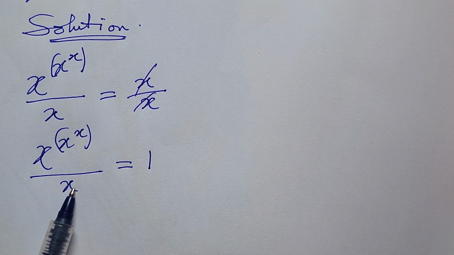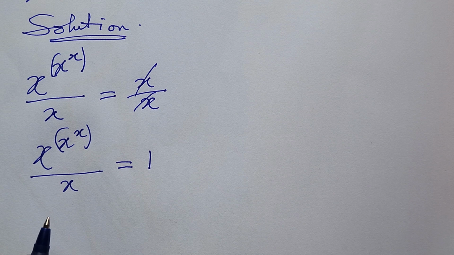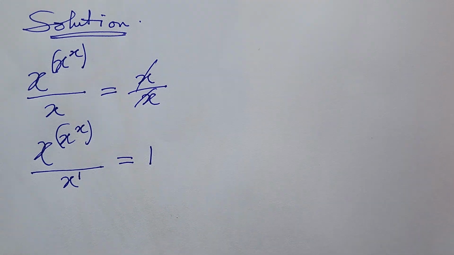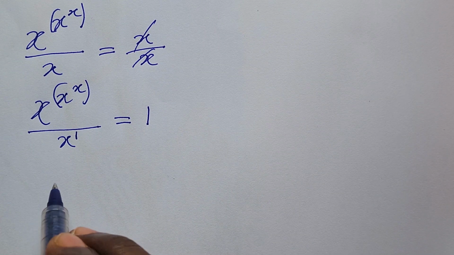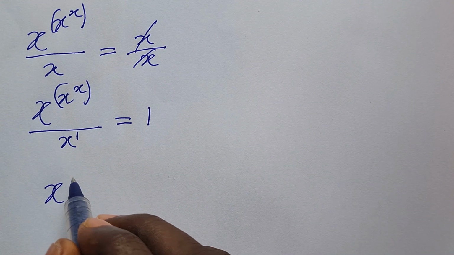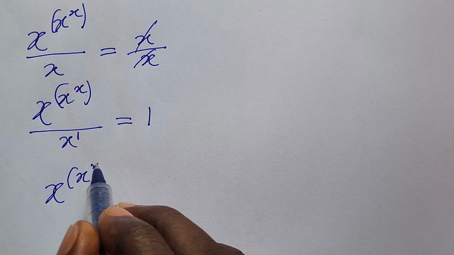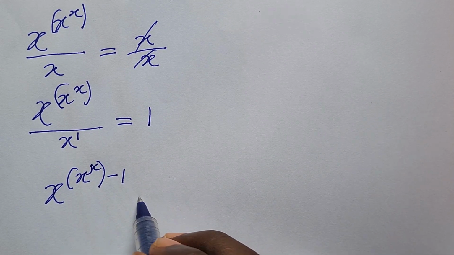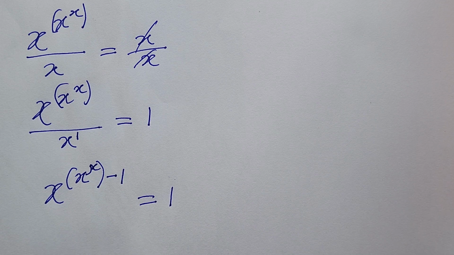Here and here, the bases are the same. So since the bases are the same, we can subtract the exponent. In other words, we have this to be 1. So we can rewrite this as x to the power of bracket x to the power of x, close bracket, minus 1 equal to 1.